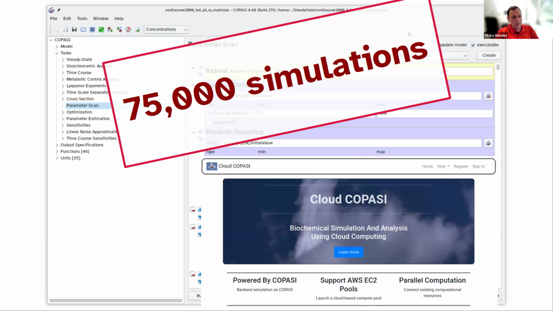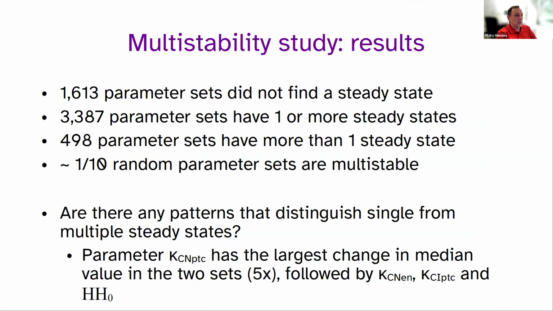So I used Cloud COPASI, which is a system we created, basically a web front end to send COPASI files to be run on a cluster. So we used our cluster here. And of these 75,000, 1,600 did not find a steady state at all. I suspect they were oscillating, but I don't care. Those are out of the picture.